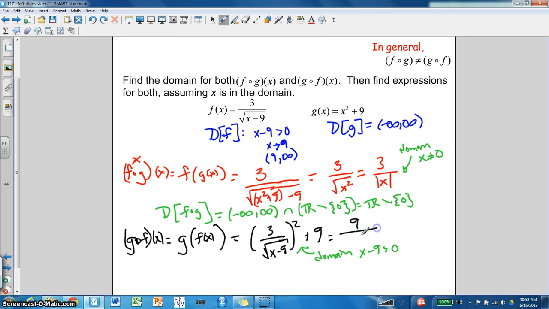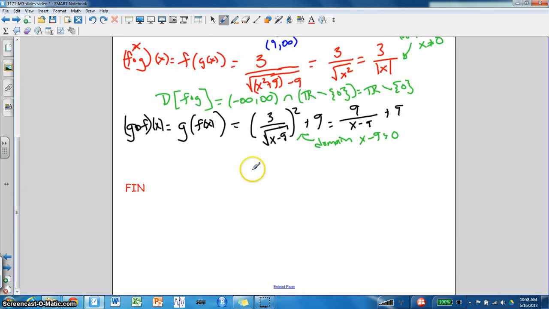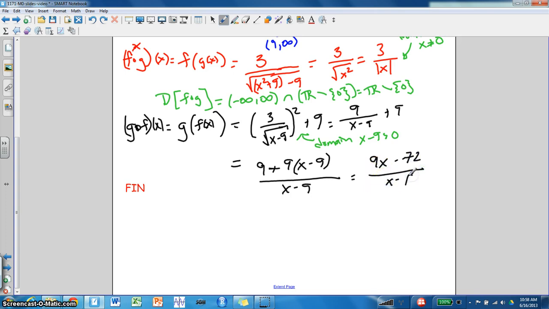So I'll get 9 over x minus 9, plus 9. Okay, and I need a little bit more room. So continuing the simplification here, I can find a common denominator, and I'll get 9 plus, and then the numerator will be 9 parentheses x minus 9, all divided by x minus 9. And so this simplifies to 9x minus 72 all over x minus 9. Okay, so I found the formula, and I just need to state the domain.